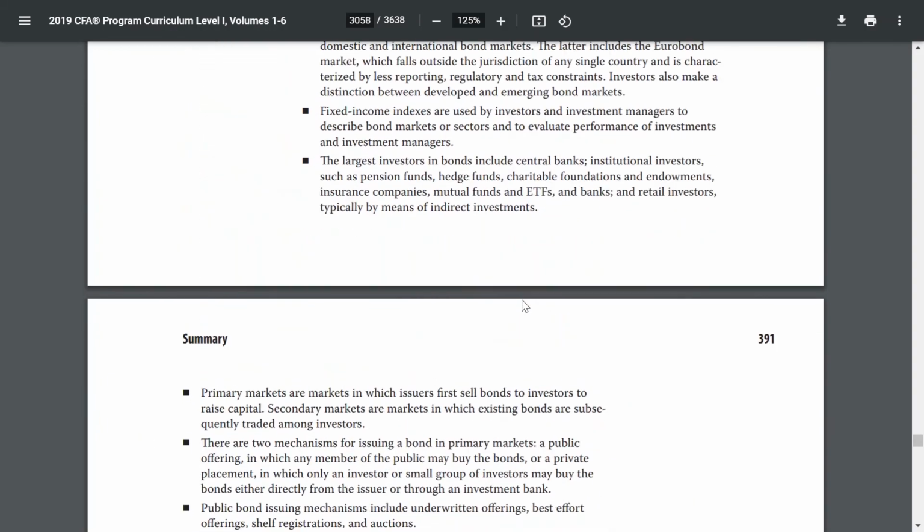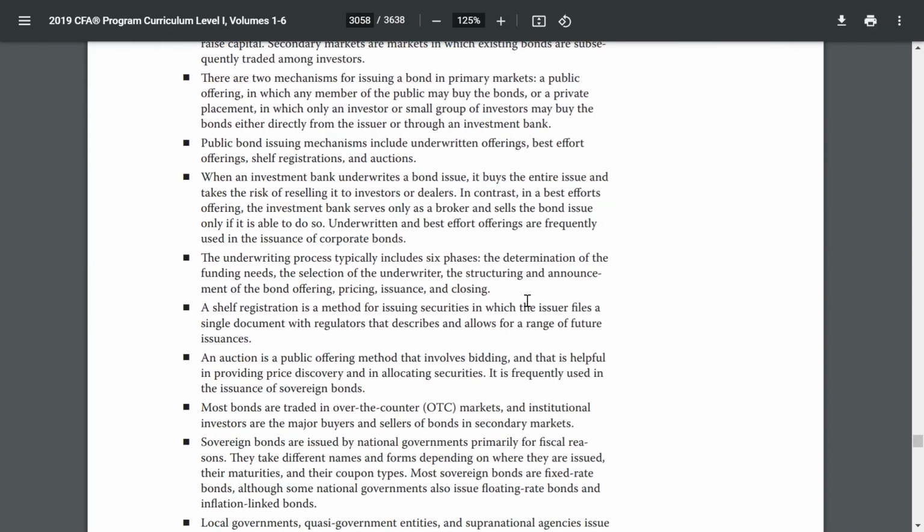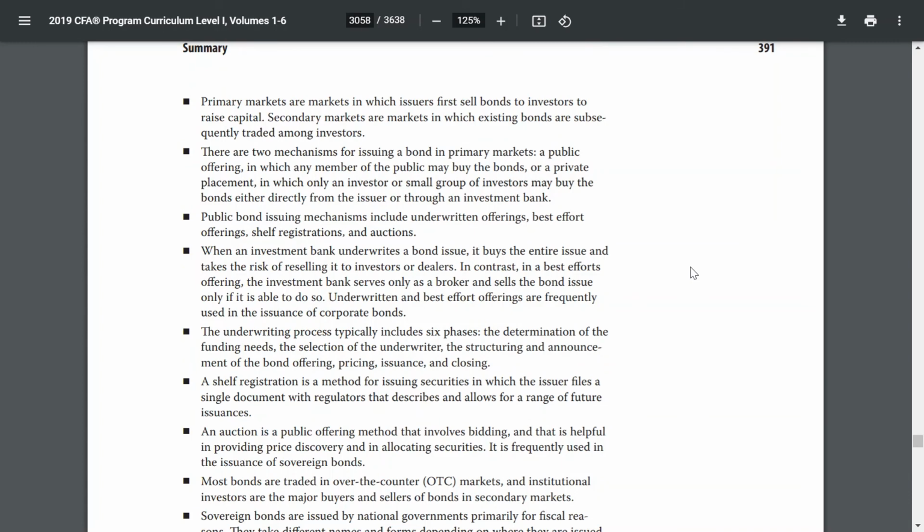Primary markets are markets in which issuers first sell bonds to investors to raise capital. Secondary markets are markets in which existing bonds are subsequently traded among investors. There are two mechanisms for issuing a bond in primary markets: a public offering, in which any member of the public may buy the bonds, or a private placement, in which only an investor or small group of investors may buy the bond, either directly from the issuer or through the investment bank. Public bond issuing mechanisms include underwritten offerings, best effort offerings, self-registration, and auctions.